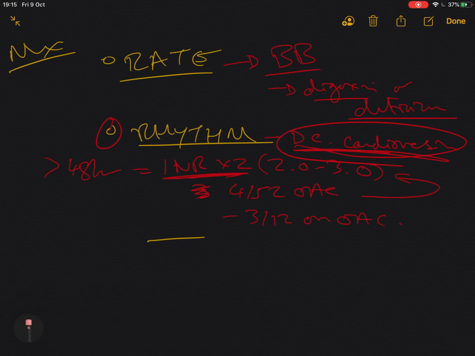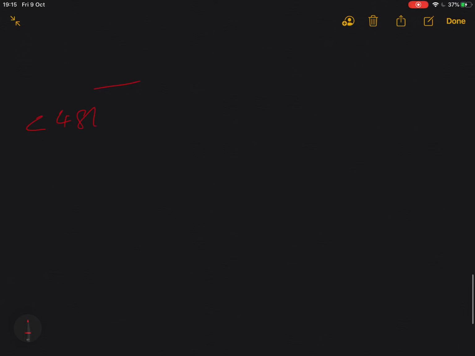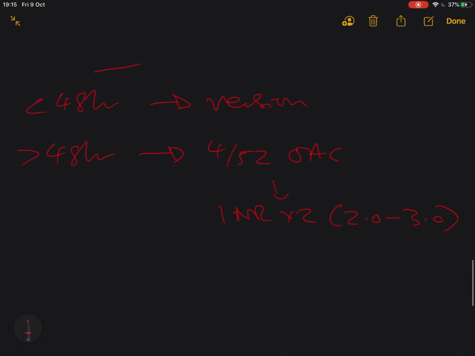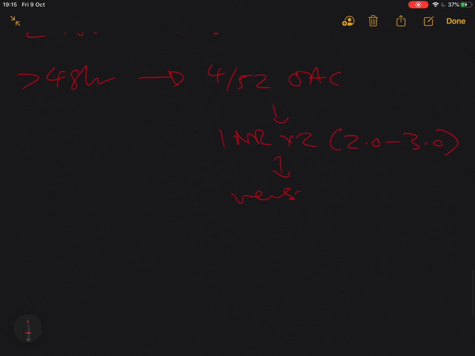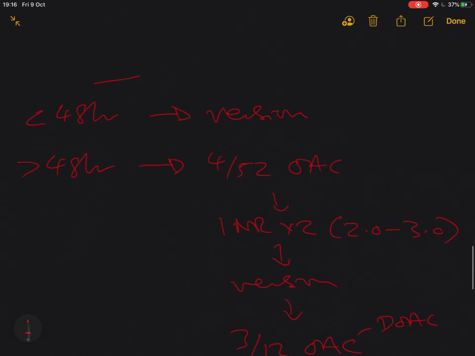So let me just get rid of risk because we've run out of space there. I'll just summarise that. So if you've had symptoms for less than 48 hours, you can go straight into cardioversion. If it's greater than 48 hours, then we need the patient to spend 4 weeks on oral anticoags, where the INR on 2 occasions is 2 to 3. That's our target. At that point, we can cardiovert, and then they need to be on oral anticoags, either a DOAC or a vitamin K inhibitor, depending on trust guidelines, for 3 months. That's how you treat that.